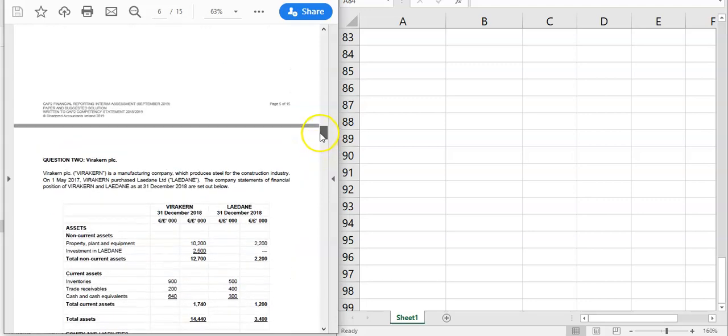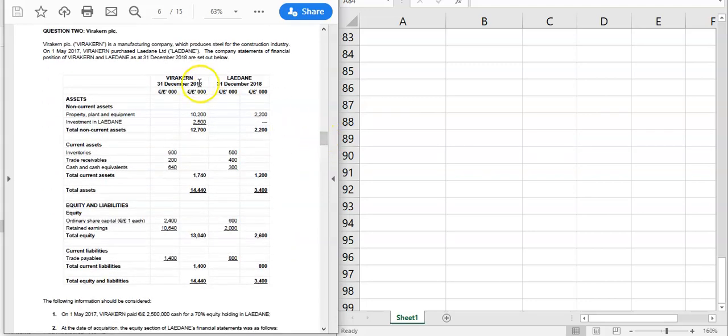So we're going to have a quick look down through. They give us the parent, which we'll call V, and the sub, which we'll call L. So that's at the year end 2018. Remember, this acquisition occurred last year, so that is 20 months ago, the 1st of May 2017. So it's a prior year acquisition.